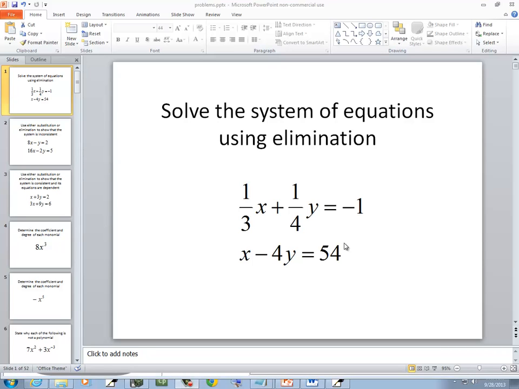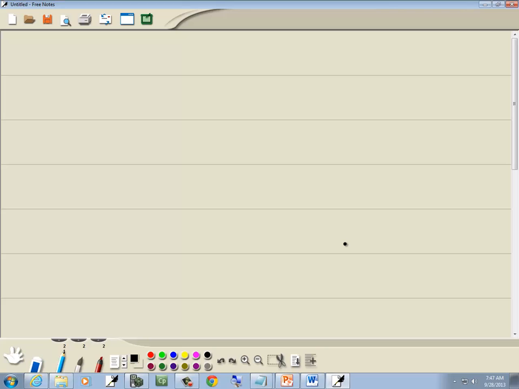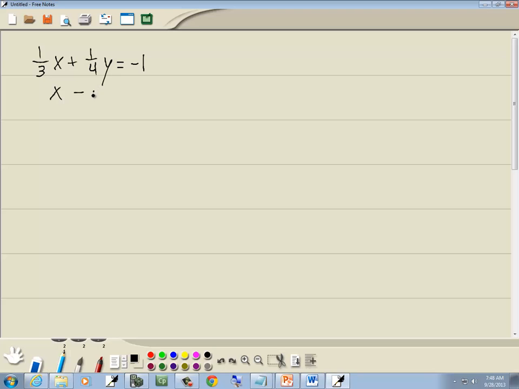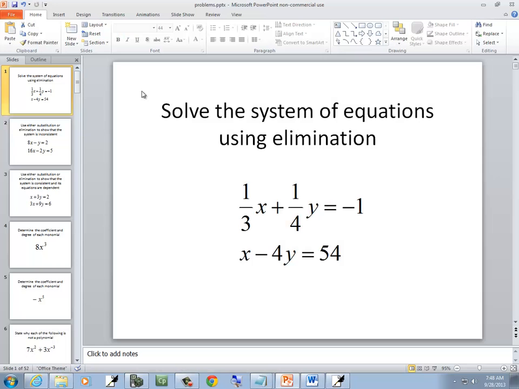In this problem, we want to solve the system of equations using elimination. So we've got 1/3 x plus 1/4 y is equal to -1, and x minus 4y is equal to 54.